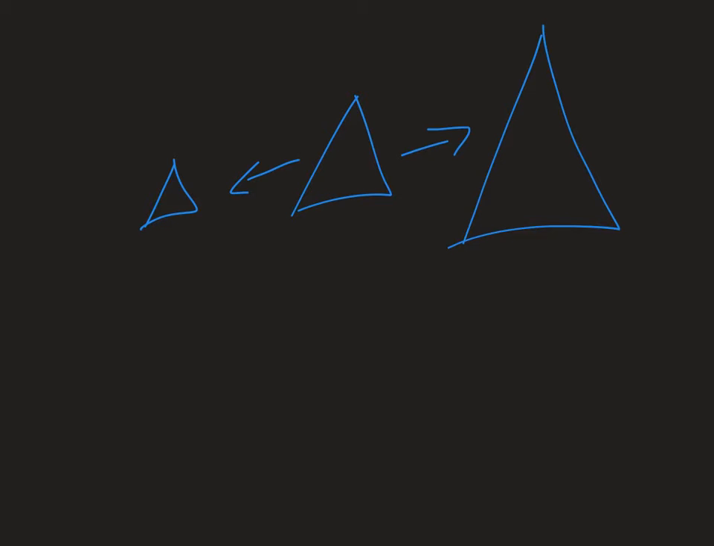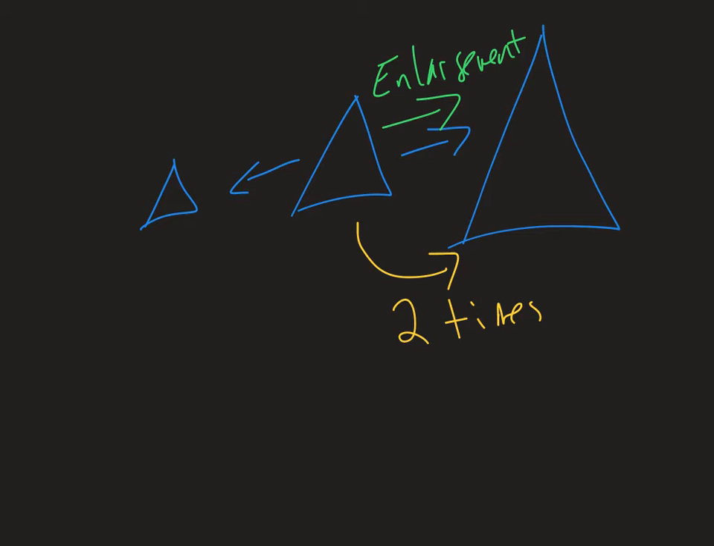The idea is if I'm increasing the size, it's usually called an enlargement. And usually we talk about scale factors here. So let's just say for the sake of argument that I'm dilating by a factor of 2, which means that this triangle on the right is twice as big as the one in the middle. It's 2 times the size.